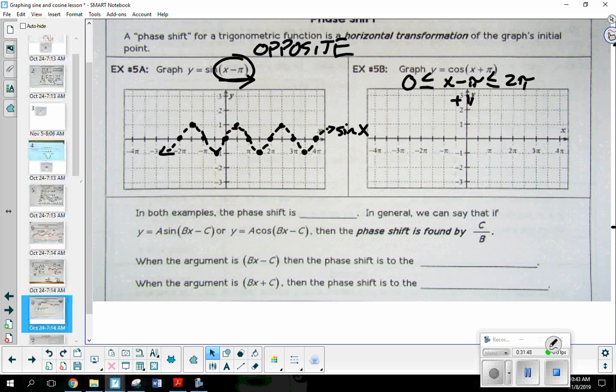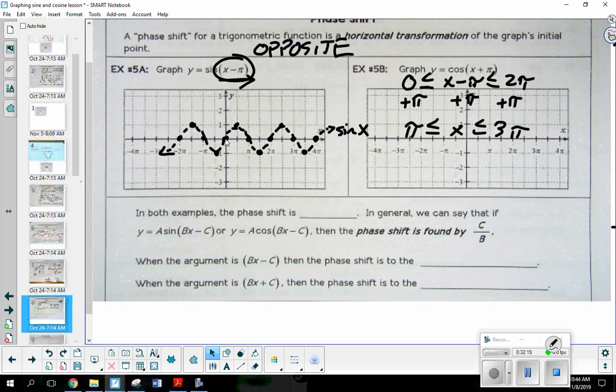Yeah, just go ahead and add pi to all three parts. So a perfect example, this is our first one where the bottom boundary is no longer 0. Okay, so pi is less than or equal to x, which is less than or equal to what? 3 pi. So graphically, between pi and 3 pi, I should see one period of this graph. One repeating cycle.